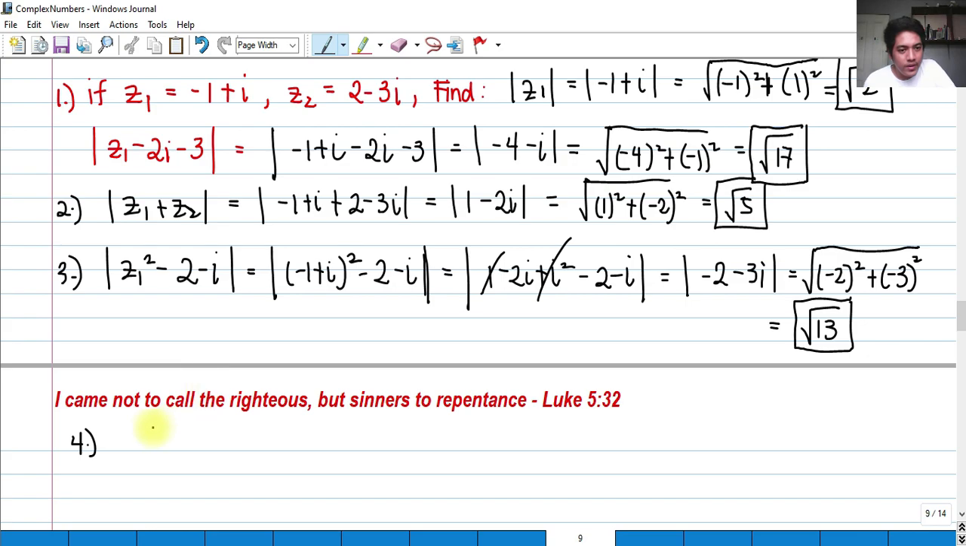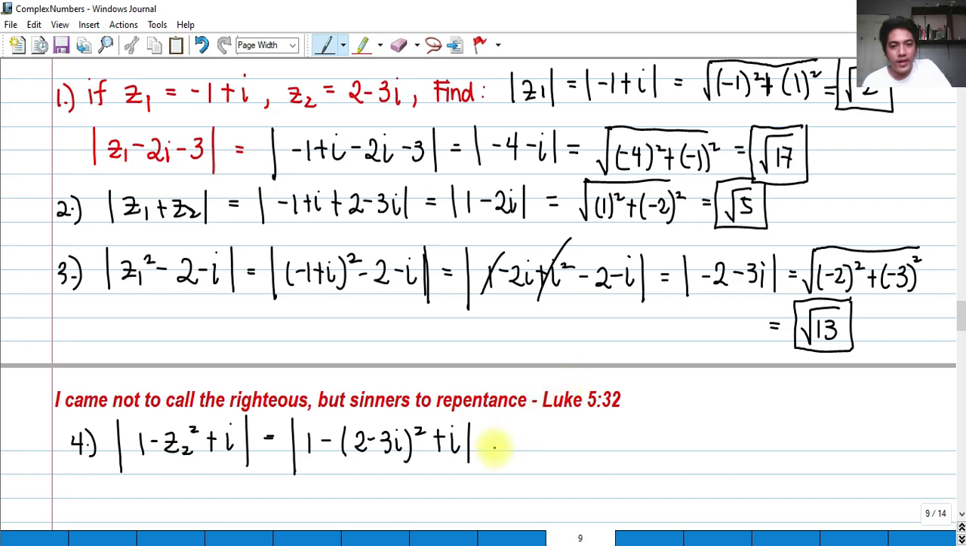Number 4, the modulus of 1 minus a sub 2 squared plus I. Okay? So first, 1 minus that a sub 2. A sub 2 is 2 minus 3I squared plus I. Okay? Then what are we going to do?